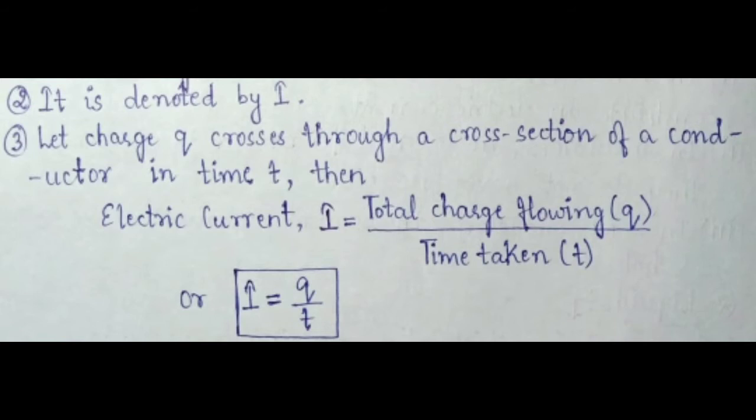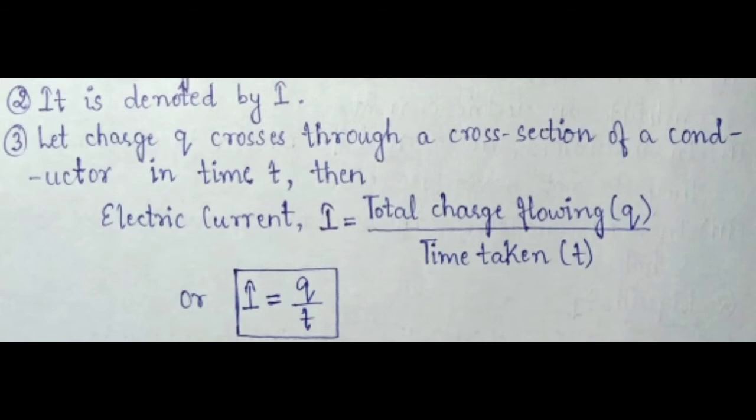Now if you want to convert it in terms of quantization of charge, which we read in chapter number 1, there we read that Q equals n e. So in place of Q you can write n e. If you want to relate it with quantization of charge, then the formula becomes I equals n e upon t, where e is the charge of an electron, that is 1.6 into 10 to the power minus 19 coulomb.